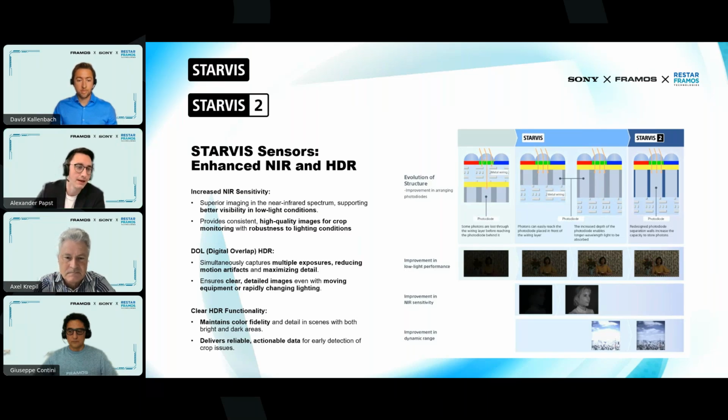And lastly, Clear HDR functionality. This is a different target here. Clear HDR maintains color fidelity and detail in scenes with both bright and dark areas. And this is not just about capturing a wider dynamic range. It's about maintaining accurate color representation across the entire range. Because many crop health assessments and disease detection algorithms rely on precise color measurements, this is important. So if your HDR processing distorts the colors, eventually the analytics might become unreliable.